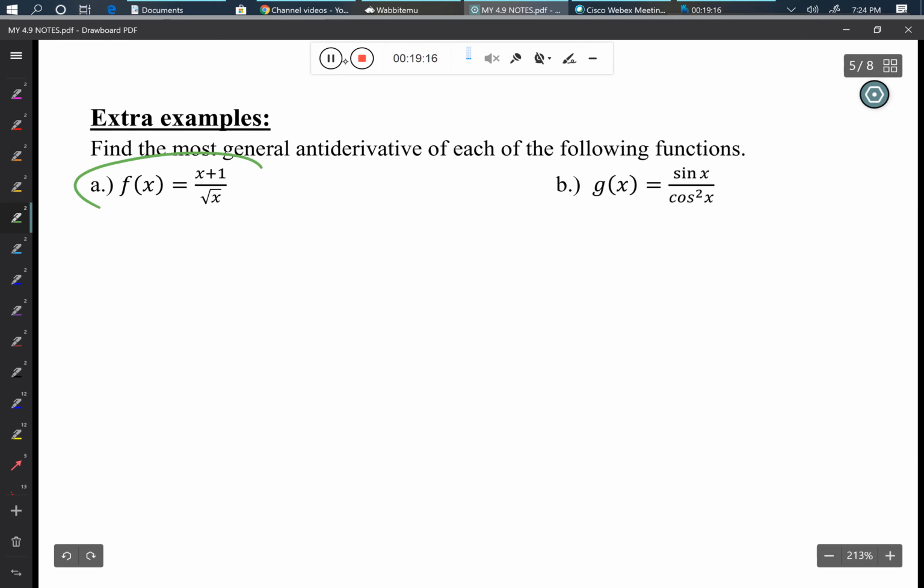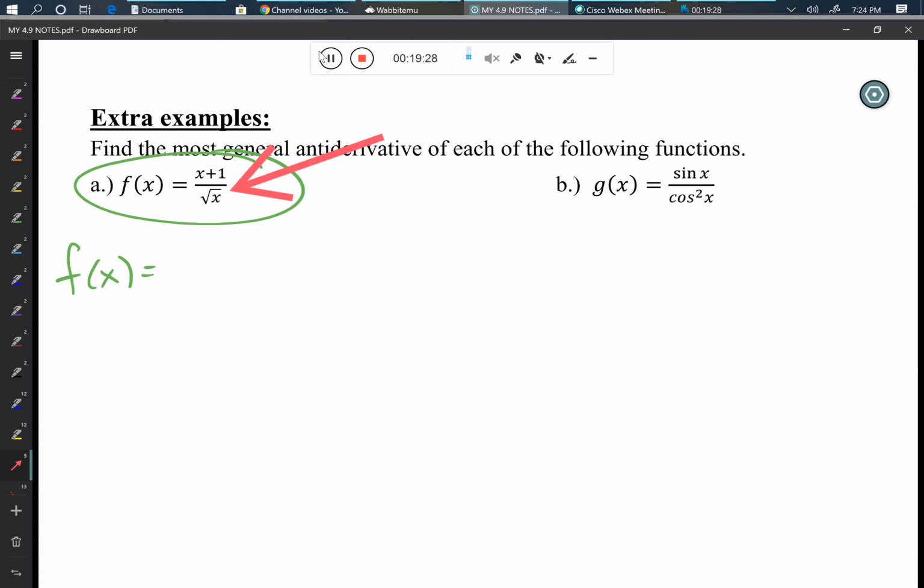All right, so what's wrong with this one? Lots. I can't do it like that, so I'm going to rewrite it. So I get that f of x is equal to, and why can I rewrite it? I can rewrite this because the denominator is a monomial. All right, so what is x divided by root x? Well, that's going to be x to the 1/2 plus x to the negative 1/2.